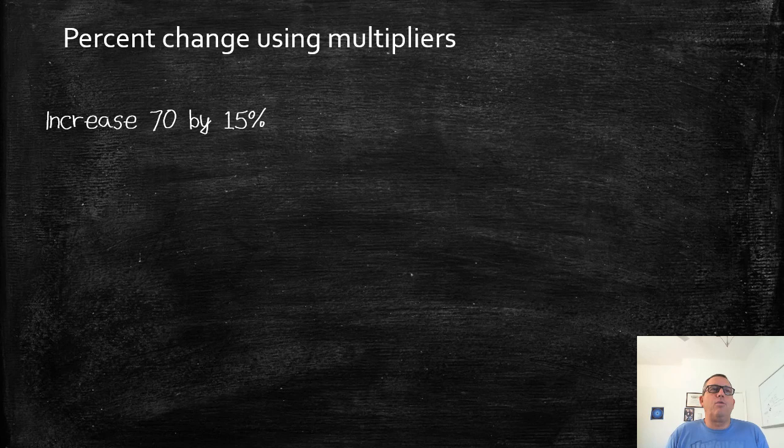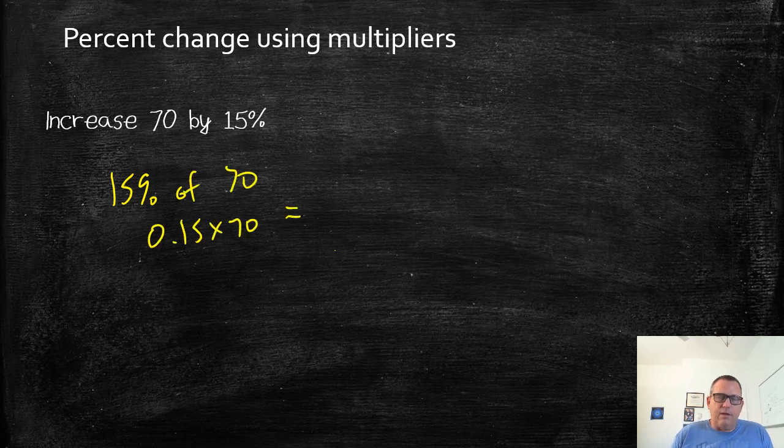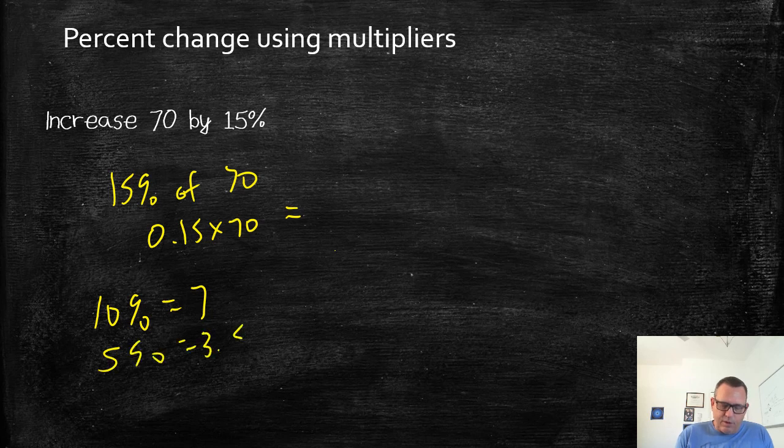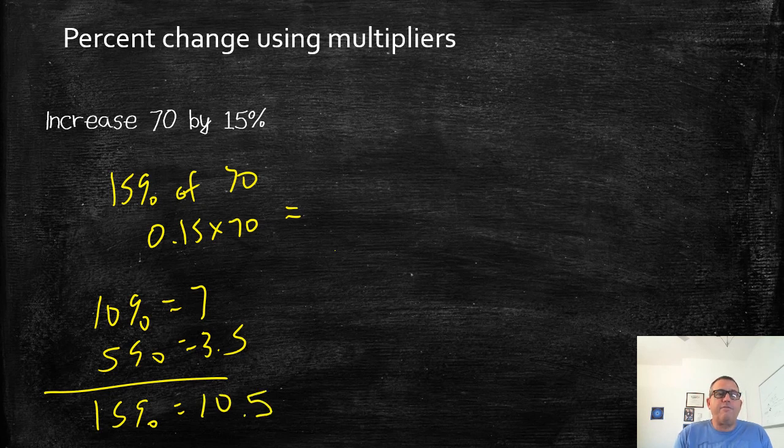Okay, so let's try another one here, right? Increase 70 by 15%. Well, again, we could work out 15% of 70, which is 0.15 times 70. Okay, again, we could do it the old way. Nice little review because we need to know it both ways. 10% is 7, 5% is 3.5, 15% is 10.5. Okay, so, but again, we're going to be using our calculator, so 0.15 times 70 is 10.5. Okay, and I need to add that to 70 because I'm increasing, so it's 70 plus.